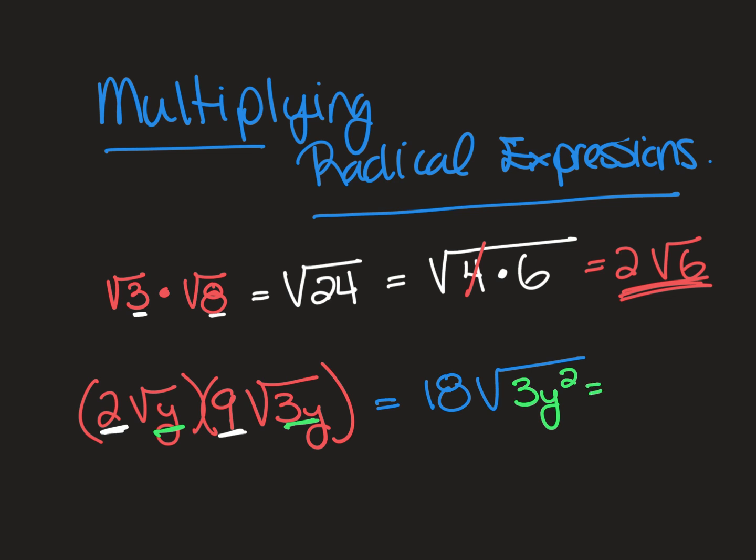Once I'm here, you always want to check. I can simplify this y squared. What is the square root of y squared? It's y, and that y is going to get kicked out to the front, which gets multiplied by the 18, and I'm left with just the square root of 3.